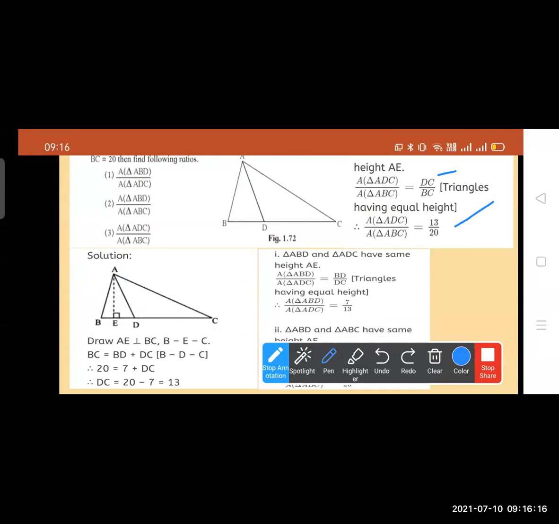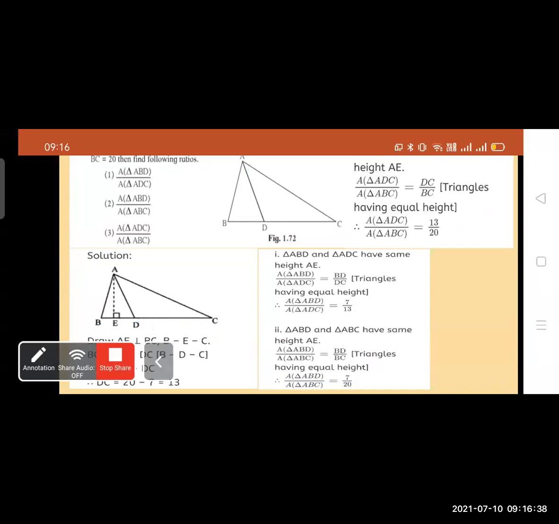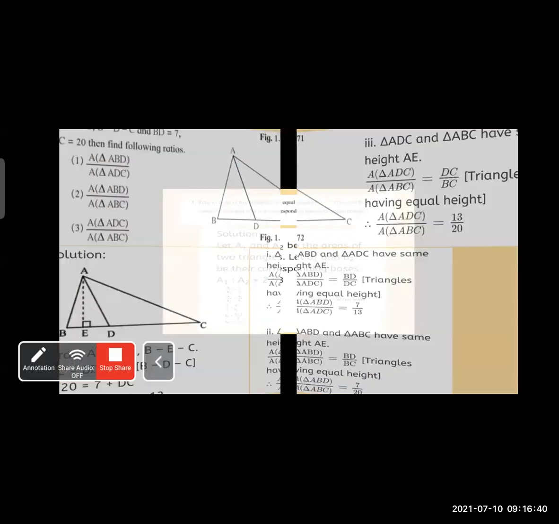See, one by one. First, we do one construction here. We draw the perpendicular on BC. Then we find the values of BD, DC, and BC. Then we take the first ratio. Then check whether it has a common height or common base. If it has a common height, then we apply the formula. Okay. Now next question, question number 3.